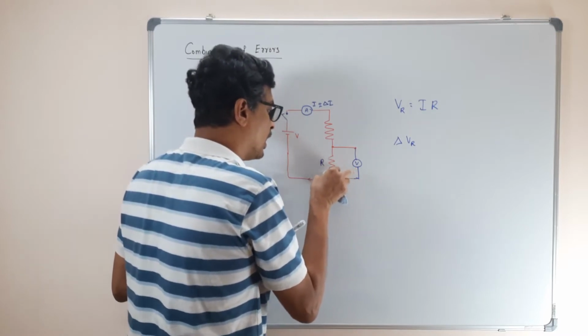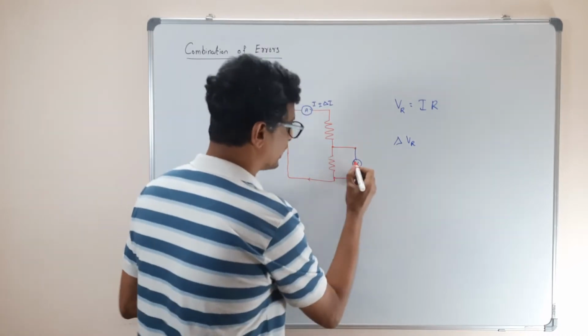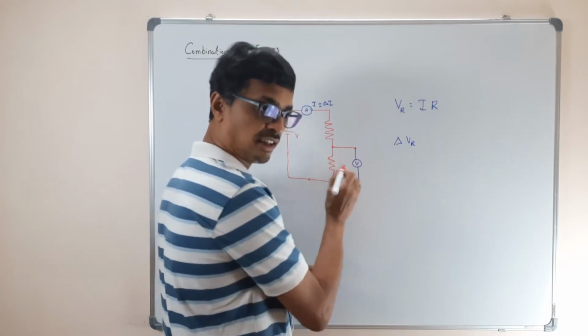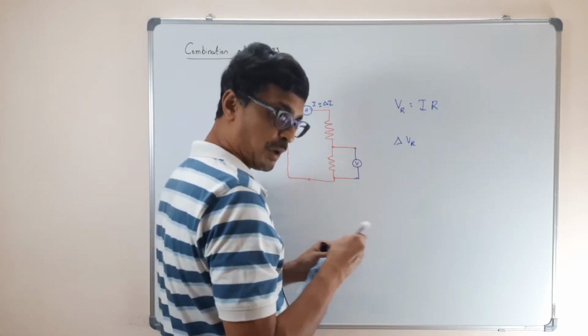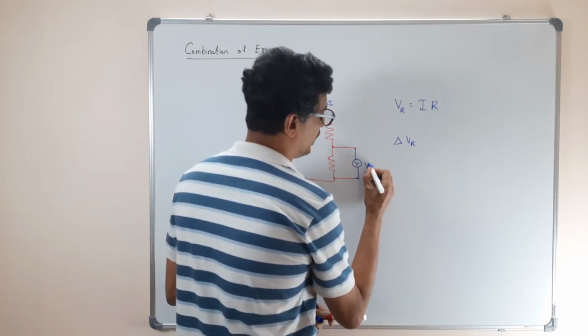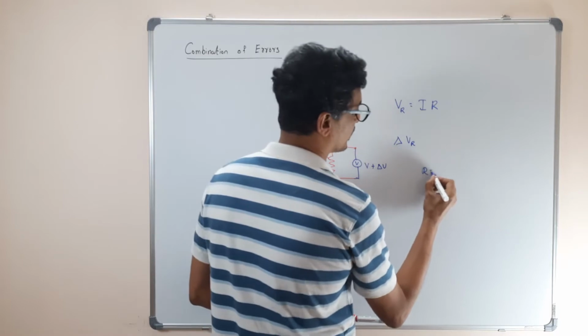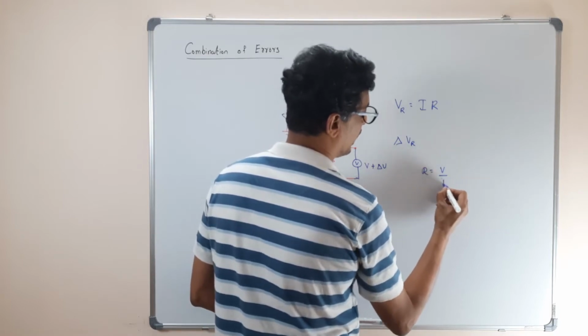I don't know what the R is. Then I will connect this voltmeter here, get the voltage, and then I can measure the R. So this is going to give me V plus delta V. I know your R is nothing but V by I.